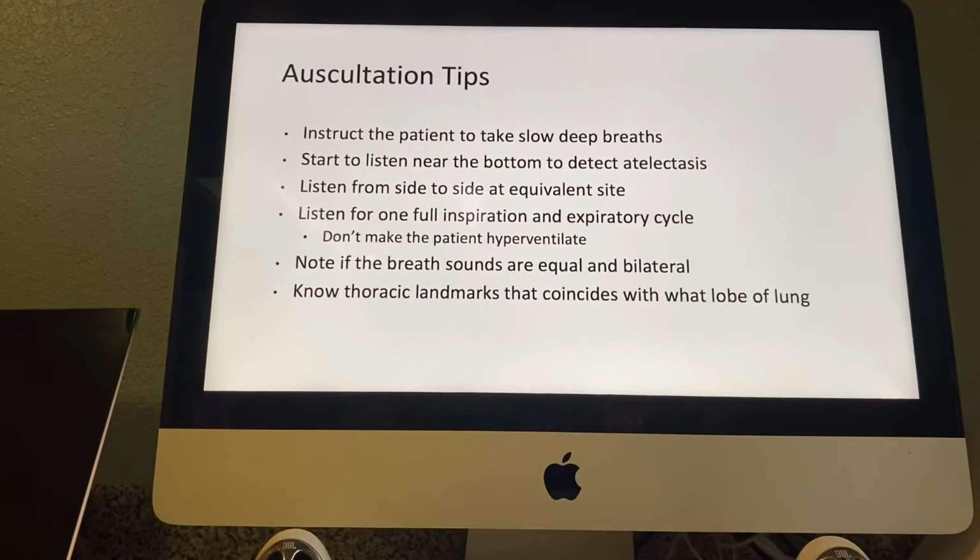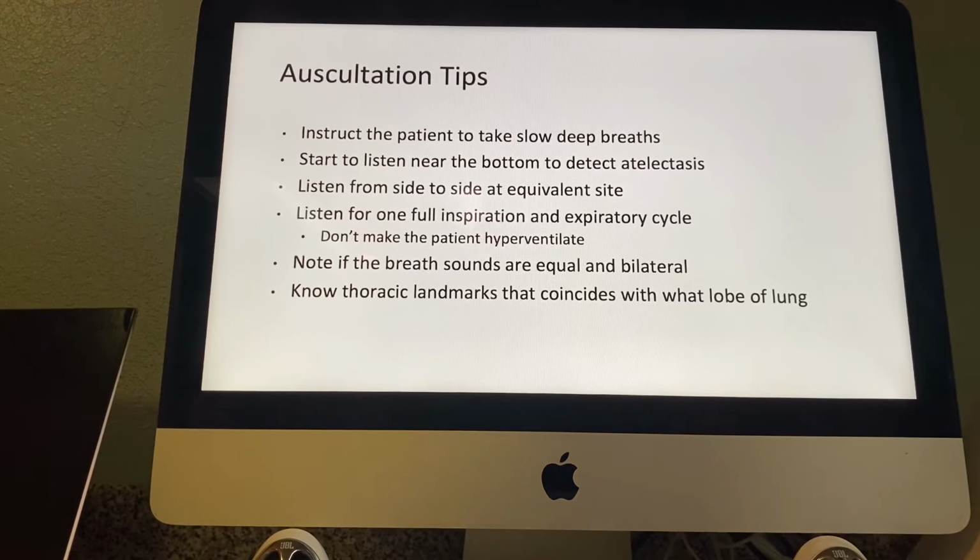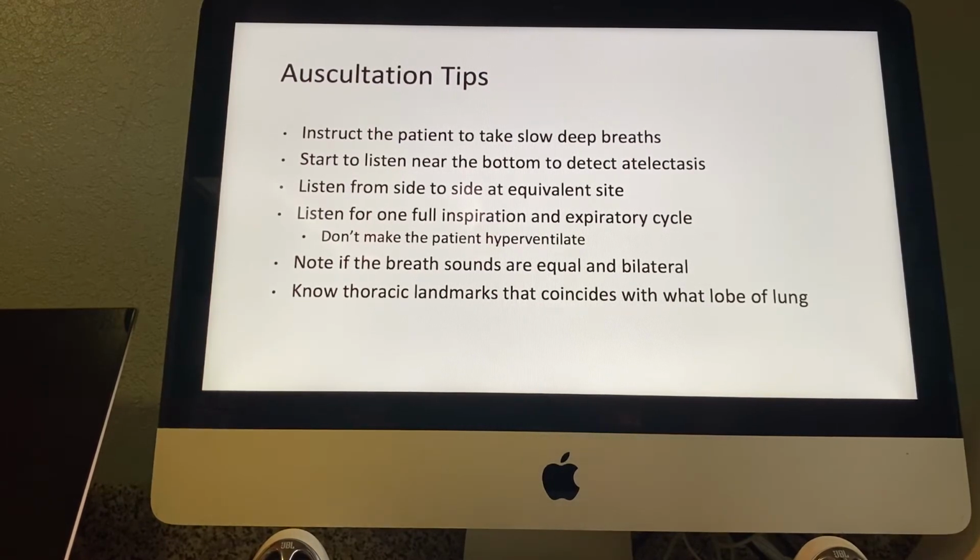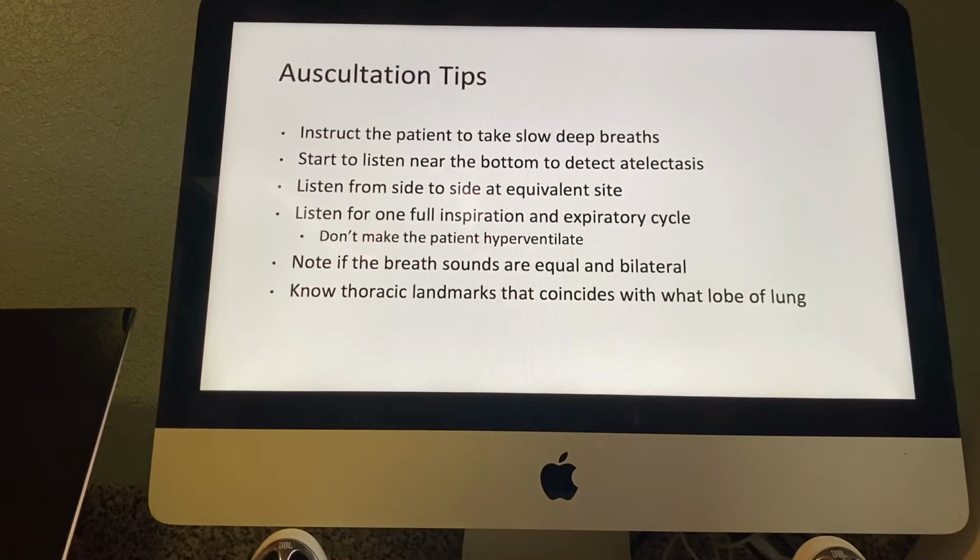Auscultation tips. Now, these are things that I've just kind of put together that are important to me when I'm doing clinical precepting or when I'm doing a pulmonary assessment on a patient. I've compiled this little list over the years. We want to instruct our patient to take slow, deep breaths. Super important. A lot of times I'll say, breathe in through your nose, out through your mouth.